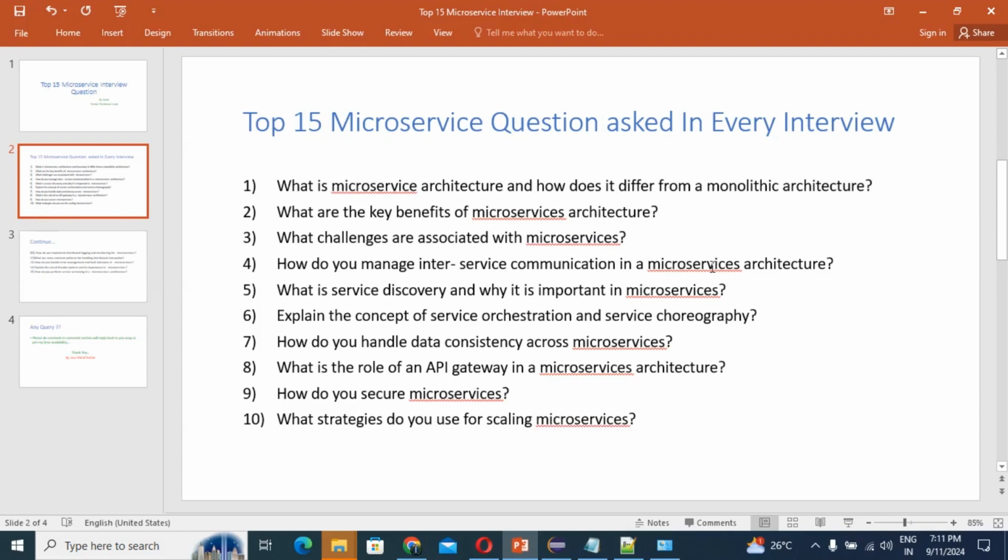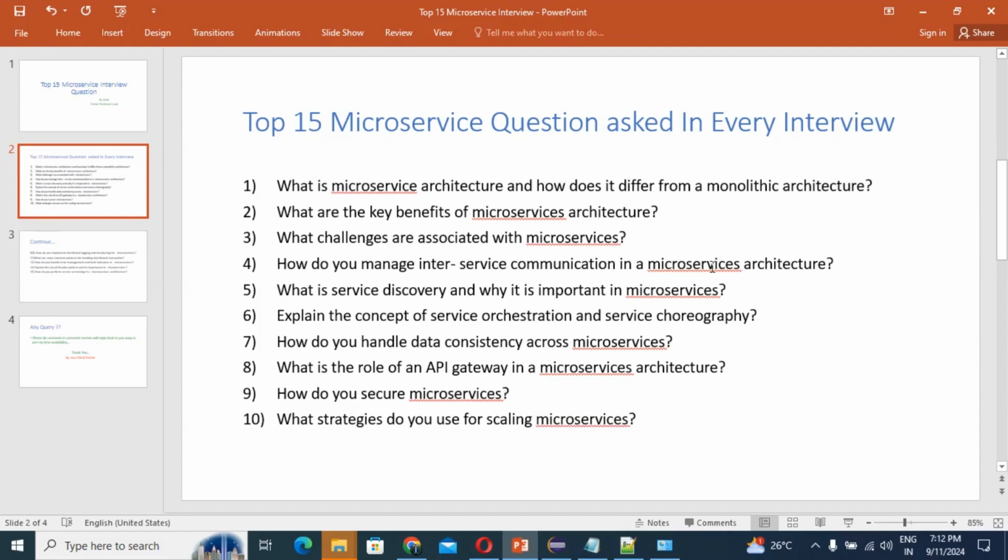Next question: how do you manage inter-service communication in a microservice architecture? What should be the appropriate answer? Please listen carefully. If you comment in the comment section that you need all the answers in PDF format, I will definitely upload them in PDF format. For now, just listen carefully, and if you want, note it down in a notebook, so it will be helpful for remembering in future.